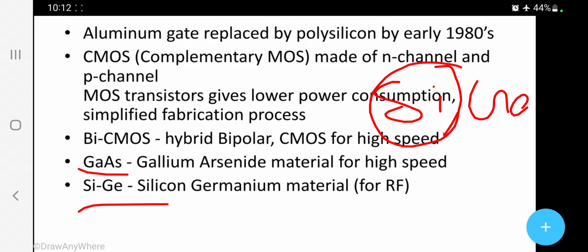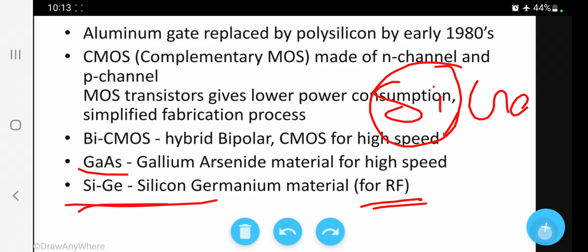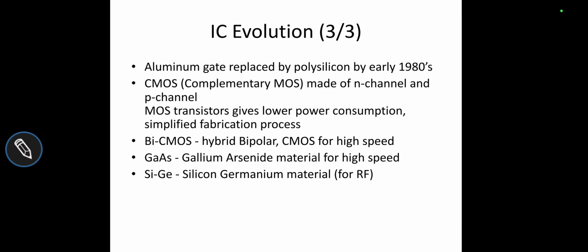Next, silicon germanium, it is called heterogeneous, mostly preferred for radio frequency signals. You can have better results, even using CMOS amplifiers, that is PMOS and NMOS combination, for RF circuit designs. This silicon germanium hetero combination of materials can also be used to design the transistors. RF means radio frequencies, right?